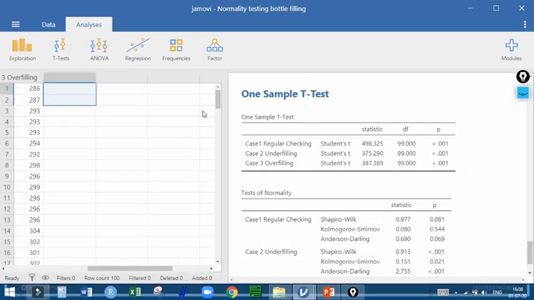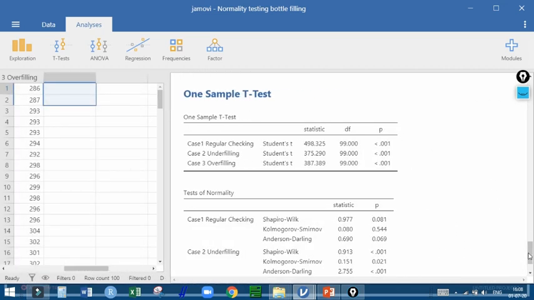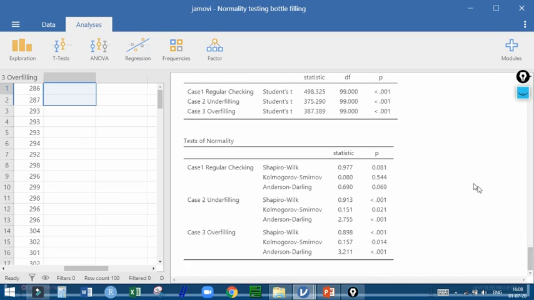Let's check the output. We will try to read the output. I have demonstrated the commands of the test of normality. Here is the normality test for case 1, case 2, case 3. Let's check in our slides.